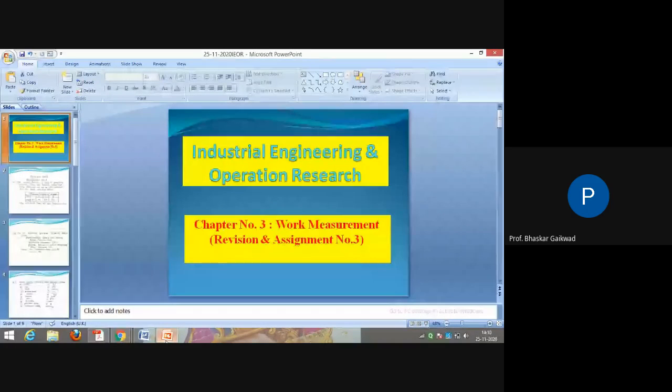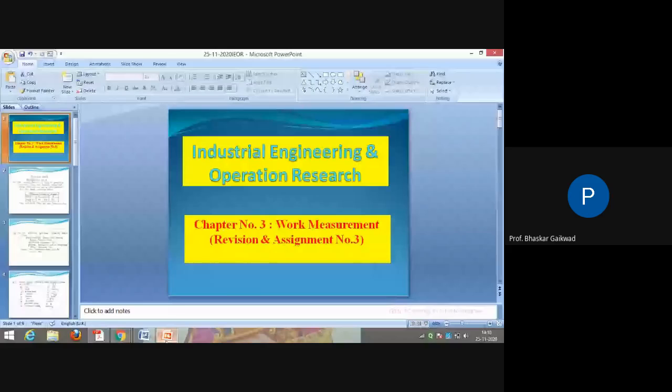Now, in our revision of chapter number 3 and the related assignment, we are going to cover today. Our chapter number 3 is actually work measurements. So I will revise just a few points and then we'll go to assignment number 3. So what is actually work measurement?